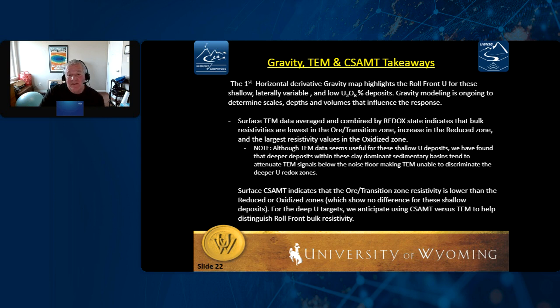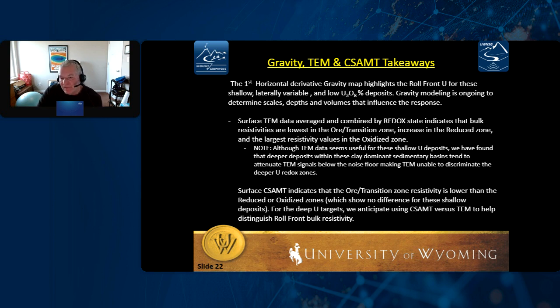So again, takeaways. First, the horizontal derivative gravity map highlights the roll front that we know about. It is shallow and laterally variable, but it is, remember, low uranite, 0.1. So we are ongoing with gravity modeling to determine scales, depths, and volumes that influence this response. I can't really tell you at this point if it'll work for those deeper scales. We'd like to get more of an understanding of what could fundamentally go on before we make that attempt.